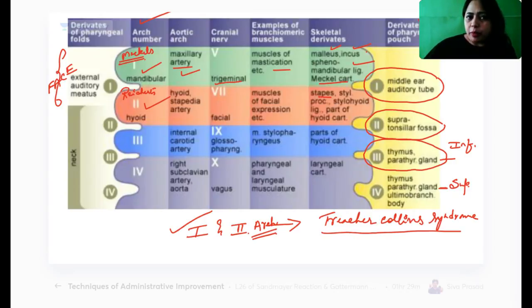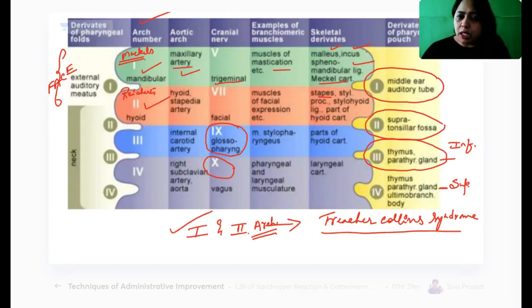So now here you can see from the third one also you have all these derivatives, fourth one also. But what I want you to observe is the nerve. Okay, nerve of the fourth arch, so important. What is the nerve of the fourth arch? It is vagus. The nerve of the third arch is glossopharyngeal. So you must remember, tongue develops from the third, fourth arch also. That's the reason it is supplied by the glossopharyngeal and vagus.